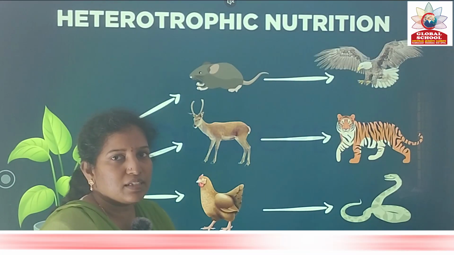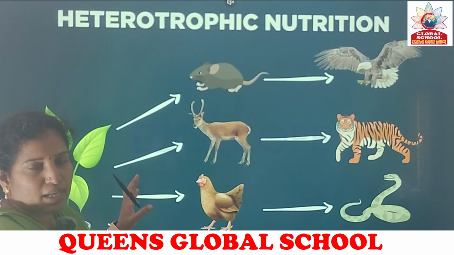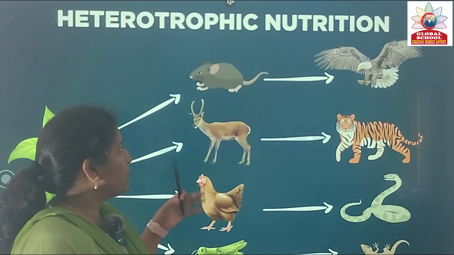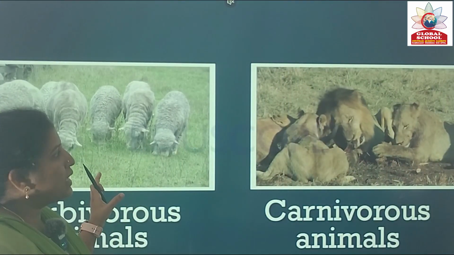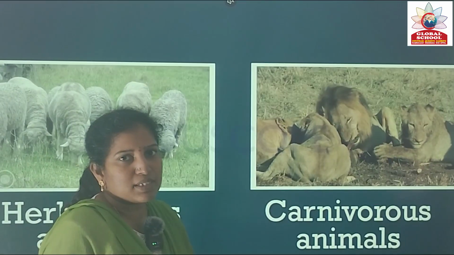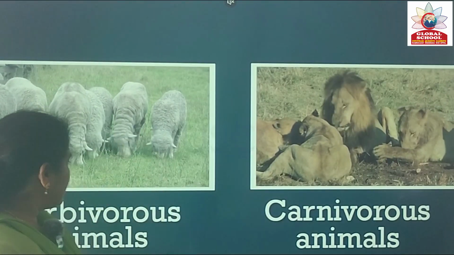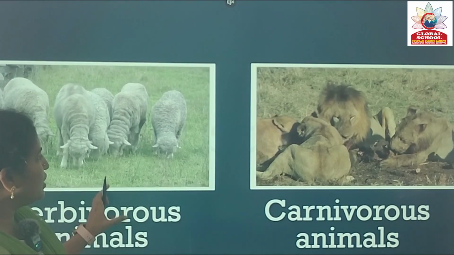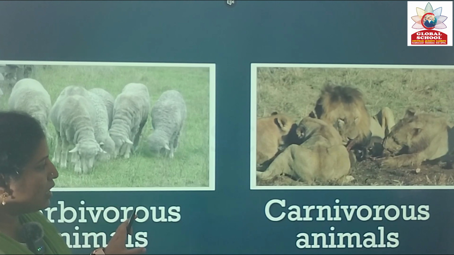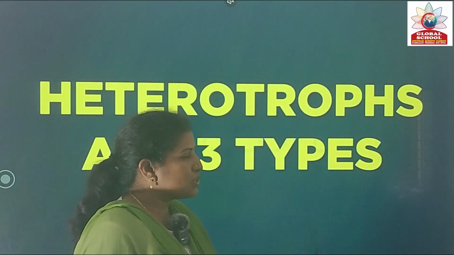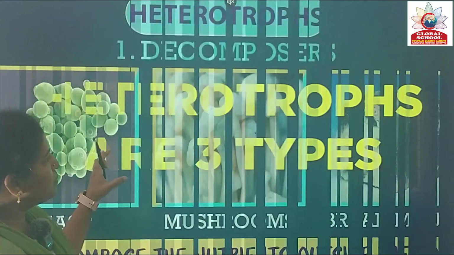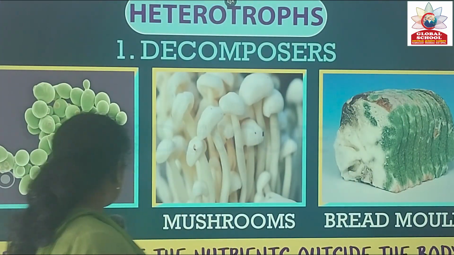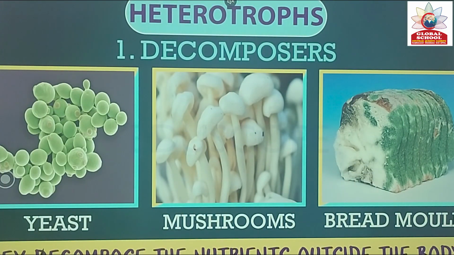We have already seen plants are the only organisms which make their own food, but all the animals survive on plants or on other animals. Some animals which live only on plants and plant products are called herbivores, and the animals which feed on other animals are called carnivores. Heterotrophs are of 3 types. The first one is the decomposers.